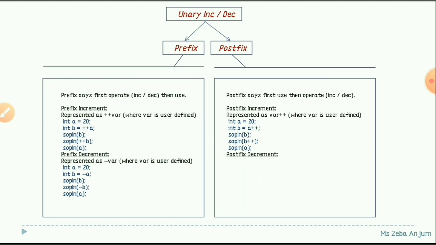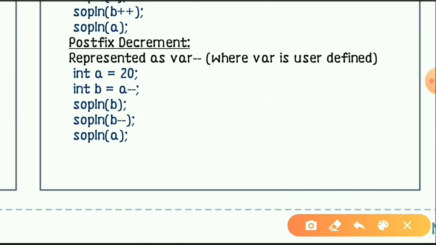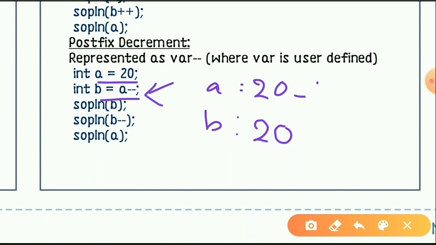For postfix decrement, again it is represented as variable minus minus. The reason is the same. Now again let us quickly see this line of code and try to find out the output for the same. Again, the value of A is 20, B is A minus minus. So your A is 20, but for B the operation will be performed afterwards. Firstly, the value of the variable is used, so the value of B will be 20. But after this, A minus minus is there, so we have to decrease the value by 1. So the value of A will become 19 over here.